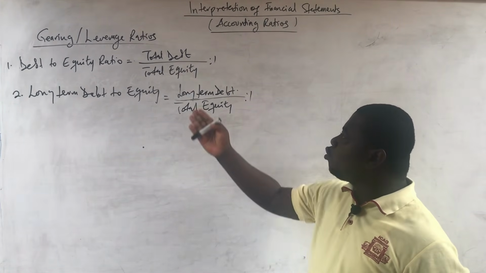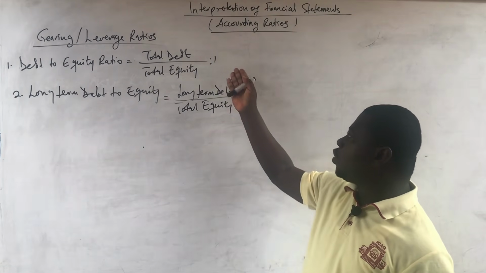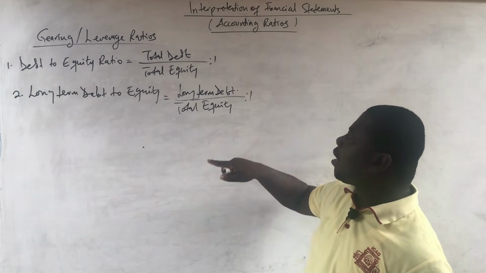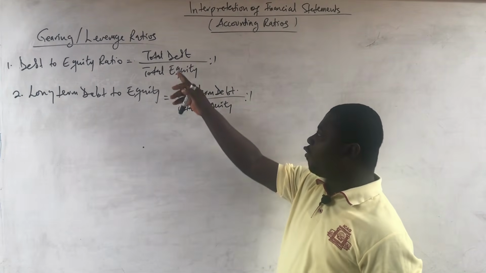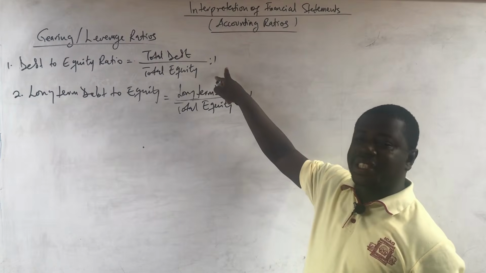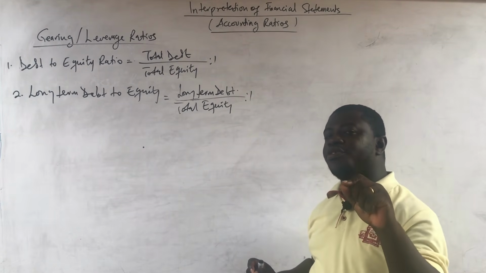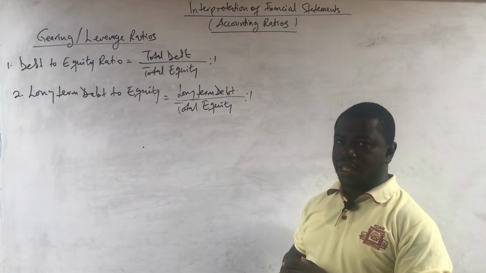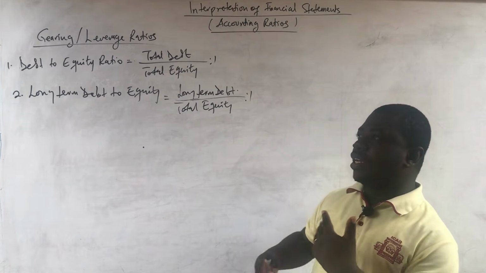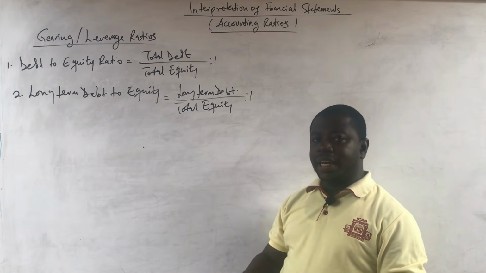You may as well use percentages to calculate this. Instead of using is to 1, you can just multiply this by 100 and this by 100. So for the first instance where we had 0.8 is to 1, we would have gotten 80%. It means that your total debt represents 80% of equity. Okay, that is the meaning. And then the higher the debt, the more highly geared you become; the lower the debt, the lower the gearing.